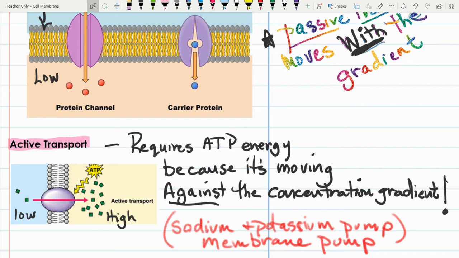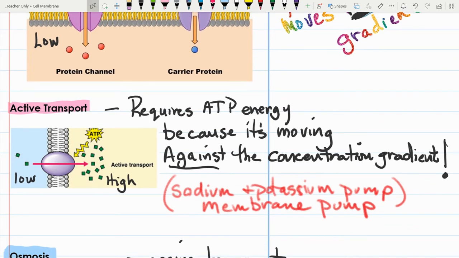it would require a lot more energy for you to try to run up a hill than run down a hill. So we're going from low to high, as you see in this picture. And because we're going against, that's where the ATP comes in. And that fuel is needed to get those molecules across.